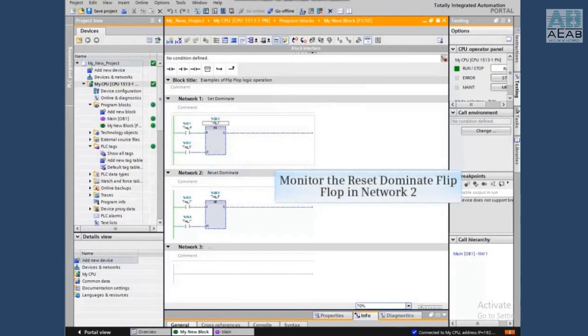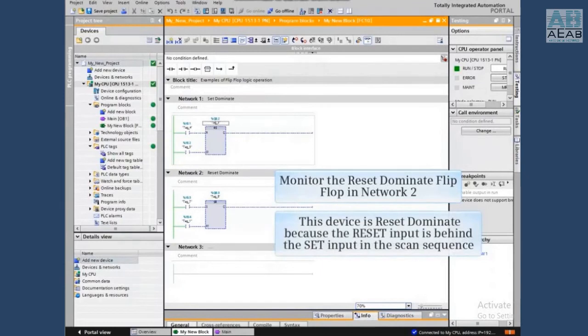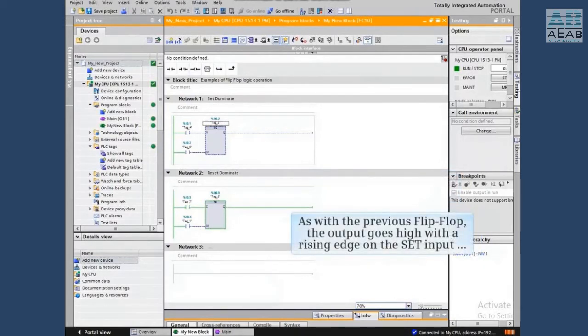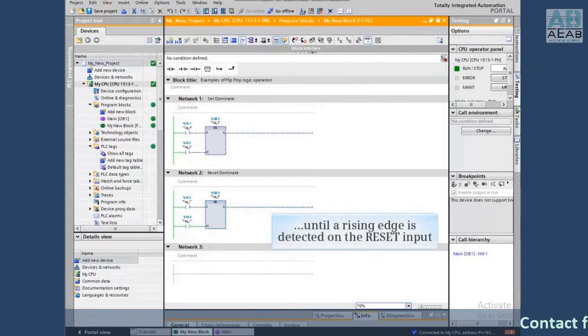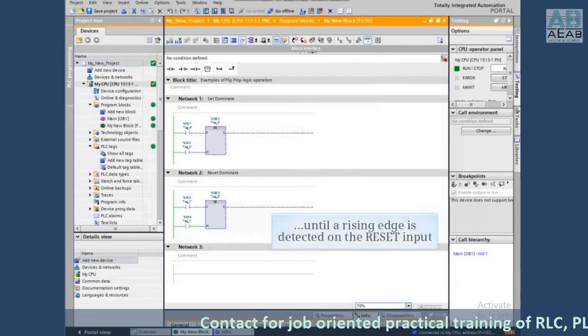Now let's monitor the reset dominant flip-flop in network 2. This device is reset dominant because the reset input is behind the set input in the scan sequence. As with the previous flip-flop, the output goes high with a rising edge on the set input, and remains high even when the set input goes low, until a rising edge is detected on the reset input.